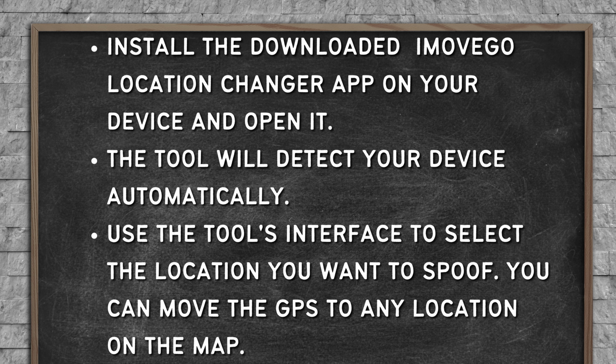Install the downloaded iMoveGo location changer on your device and open it. This tool will detect your device automatically. Use the tool's interface to select the location you want to spoof. You can move the GPS to any location on the map.